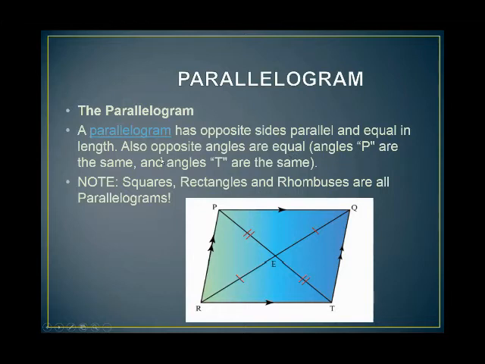So what are the opposite angles of a parallelogram? The angle P is opposite to angle T and angle Q is opposite to angle R. So we can say that they are also the same in measure. Now, square, rectangle and rhombus are all parallelograms. So this is the definition of a parallelogram, that it has opposite sides which are equal in length and parallel, and opposite angles are also equal.